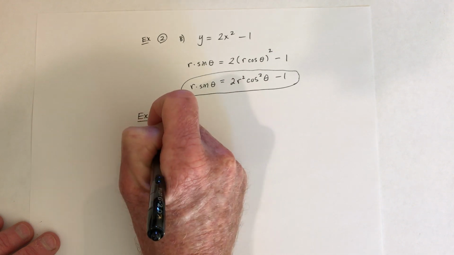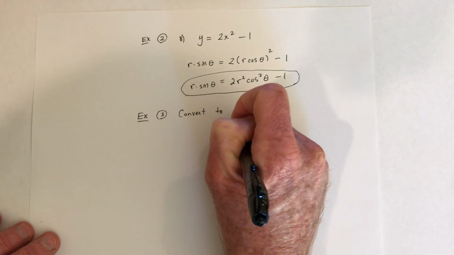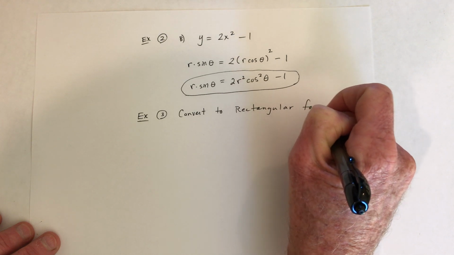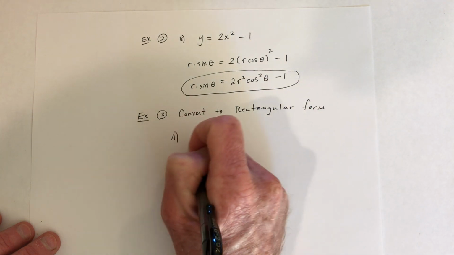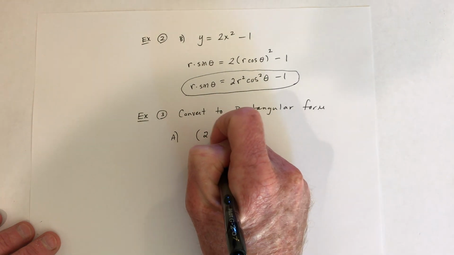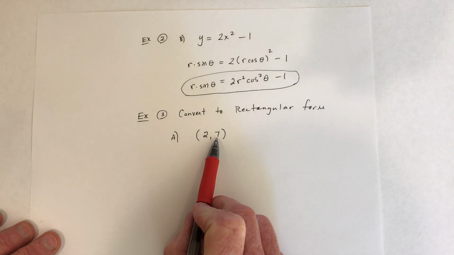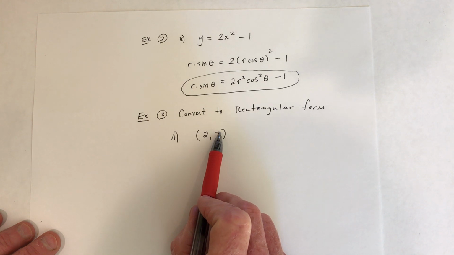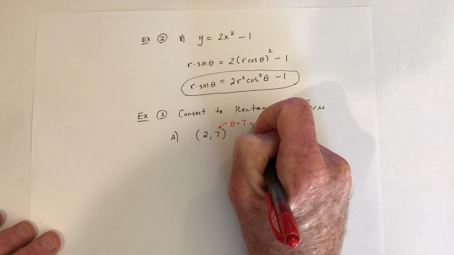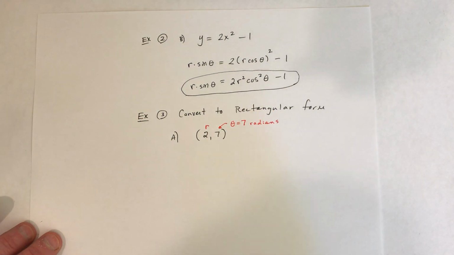Then for example number 3, convert the other way around. Convert to rectangular form. So in other words, you're given an r and a theta, and then find x and y. So with the theta, it could be in degrees, but in that case, it would have a little circle right there. Since it doesn't, that means that theta equals 7 in radians. And this is just that r equals 2.